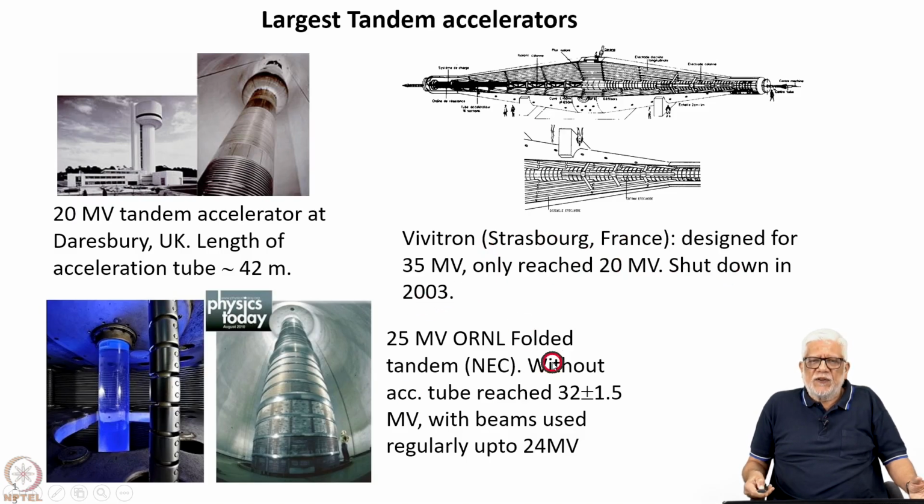Another very successful folded tandem accelerator, built by the National Electrostatic Corporation, was the 25 million volt machine at the Oak Ridge National Laboratory in the US. Without the accelerating tube, it reached 32 million volts, but with beams, it was used regularly up to a terminal voltage of 24 million electron volts. It also did some radioactive ion beam experiments.